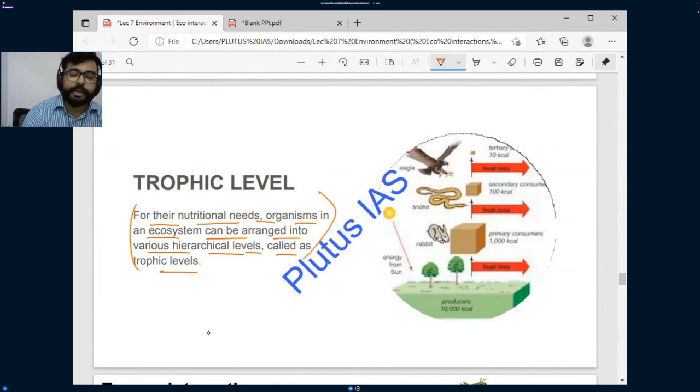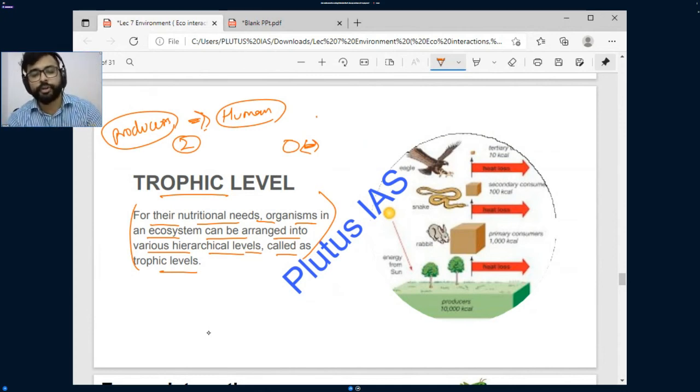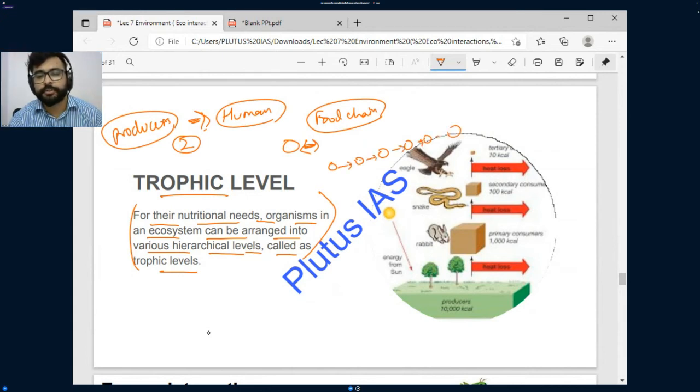Now, it doesn't mean that every time the organism has to fall in the same level. It depends upon various interactions. For example, in many cases, producers, the plants, are directly eaten by humans. In this case, the trophic levels are only two, whereas there are some other types of food chains where the interaction is quite long. Each stage represents nothing but a trophic level.